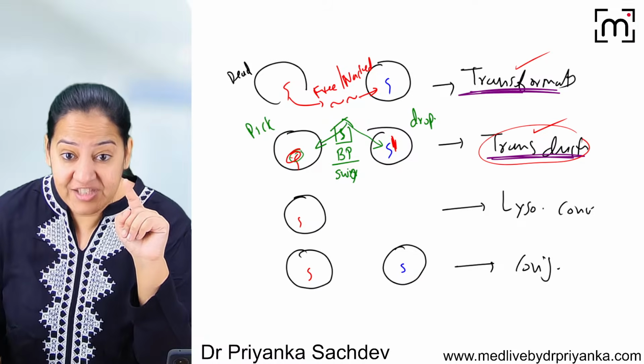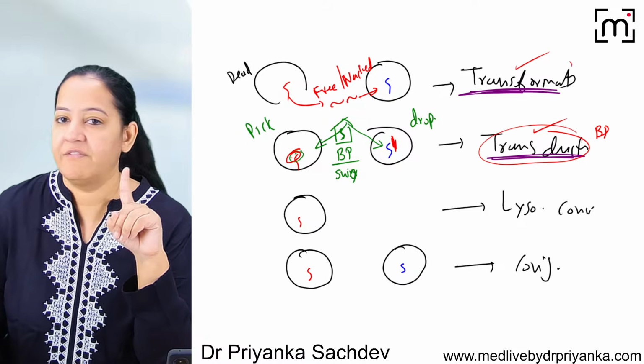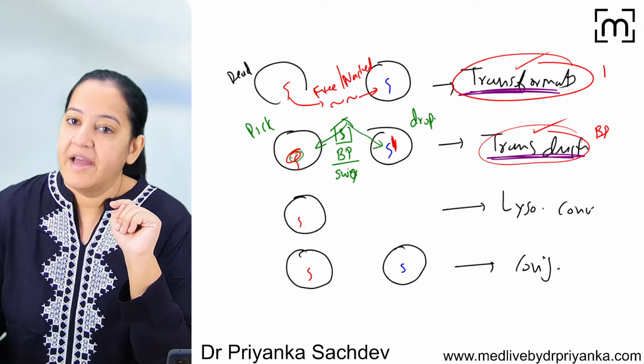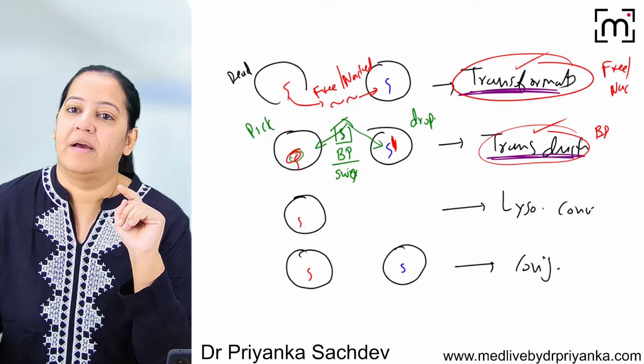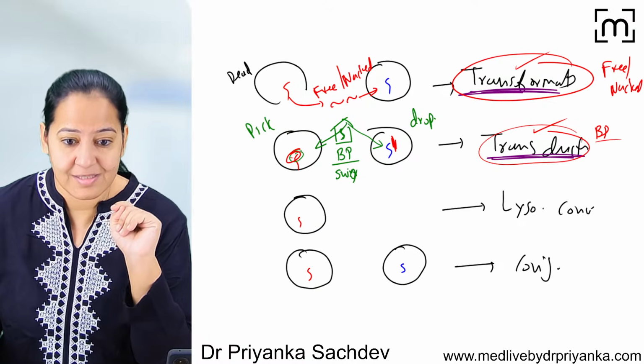In transduction, there is an agency. The name of the agency is bacteriophage. In transformation, no agency is required. Here the gene transfer takes place freely or by naked DNA. Here the agency is bacteriophage.